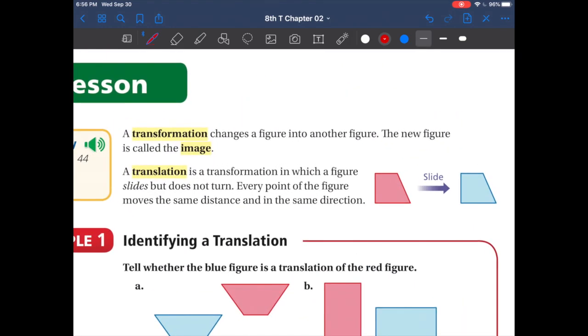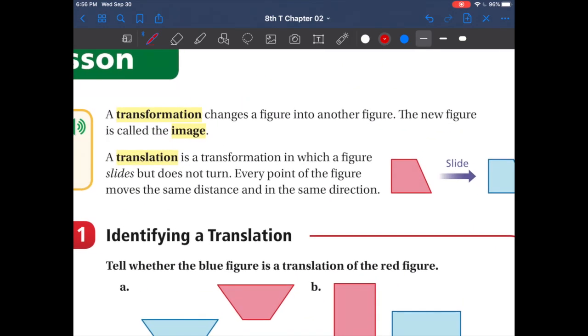What is a translation? A translation is basically a transformation. So something transforms. Think of like a transformer or the movies Transformers. It changes a figure into something else or into another figure. The new figure is called an image. Okay. Now, a translation is a transformation in which a figure slides.